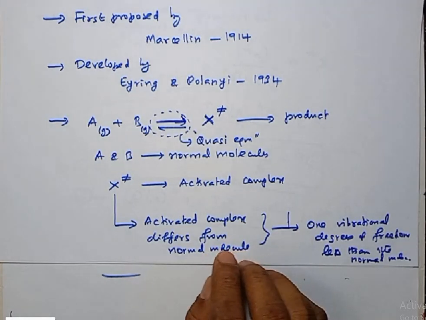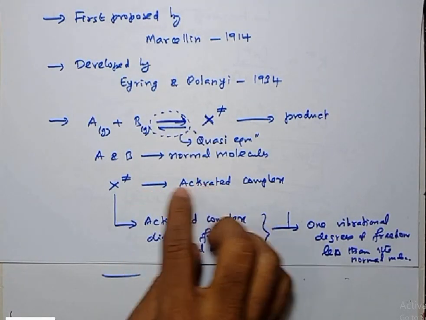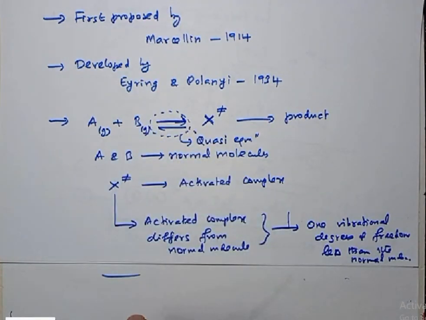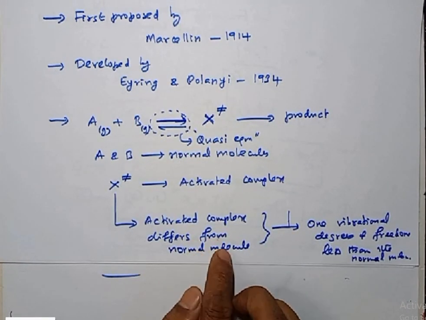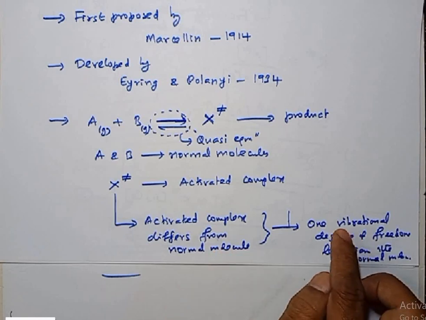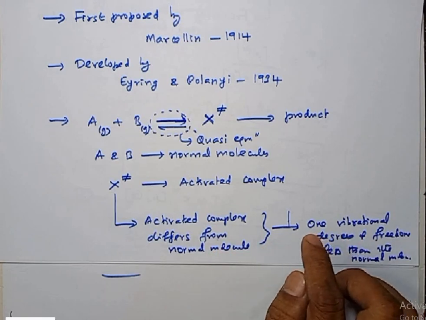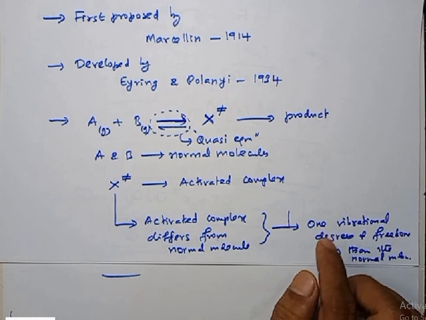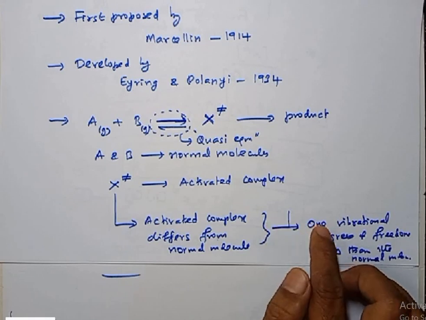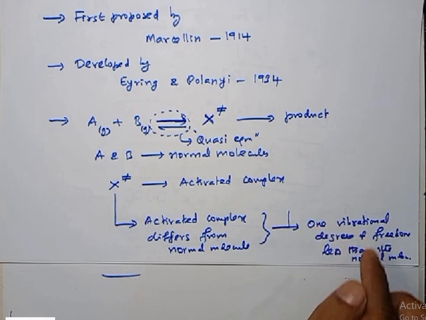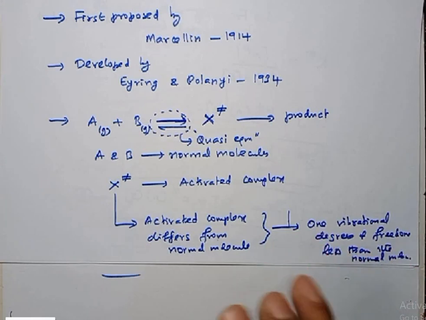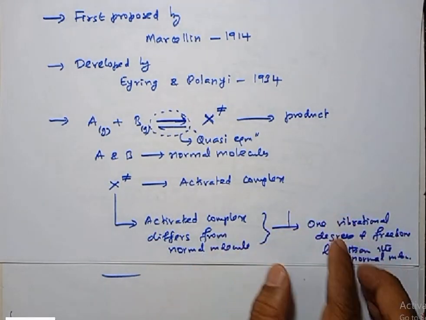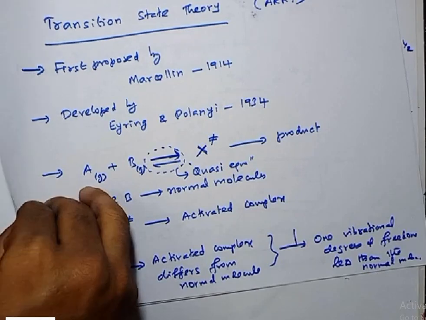Now, what is the difference between an activated complex and a normal molecule? Activated complex differs from a normal molecule in one particular degree of freedom. Activated complex has one vibrational degree of freedom less than the normal molecule. So keep this point in mind, very, very important.